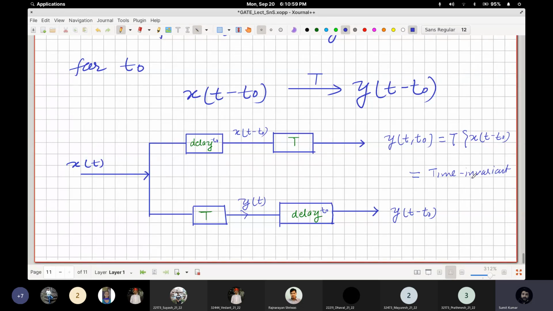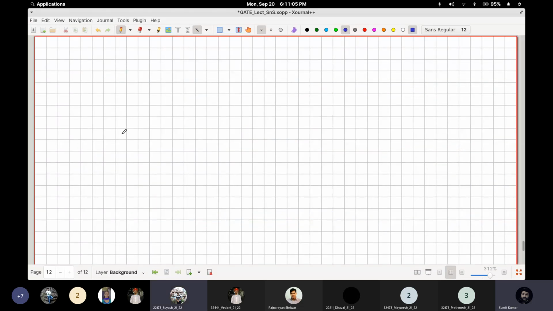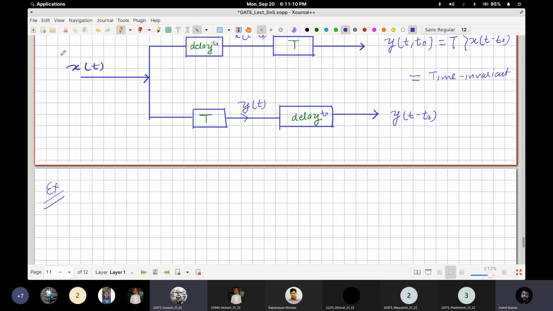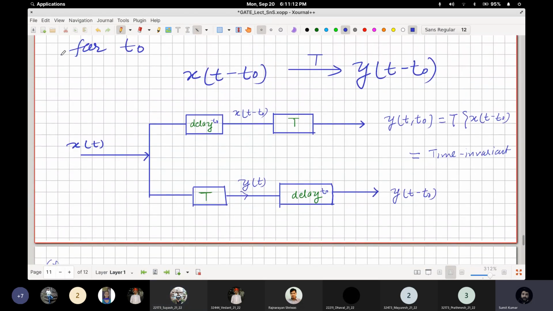Okay, and let's solve some problems, and it will be very easy actually. So let's start with a very simple one. Sir, will you please explain the diagram again? Okay, just a minute. What we are going to do: we took the input x(t), first delay it to get x of t minus t naught, okay? And due to this delayed input x of t minus t naught, we compute our output by applying the system, okay? So on top of this, let me highlight this.